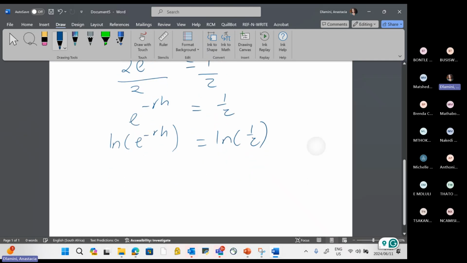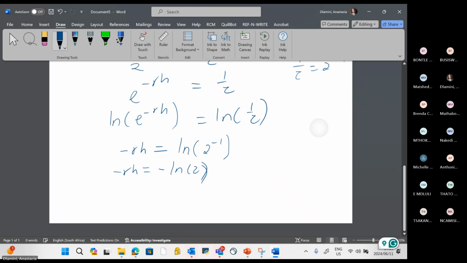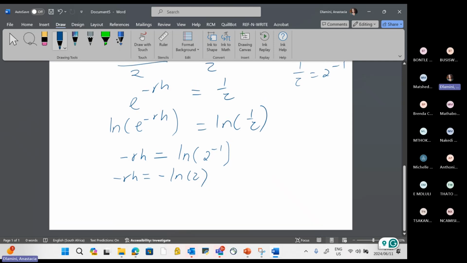So this is ln of e^(-rh) equals ln of 1 over 2. We can leave this like this if you want, but we know that 1 over 2 is the same as 2 to the power of negative 1. So we can write it as ln of 2 to the power of negative 1. Then this is minus rh equals negative ln of 2. So we're looking for r, right? Then we'll divide by negative h, so r will be equal to ln of 2 over h.